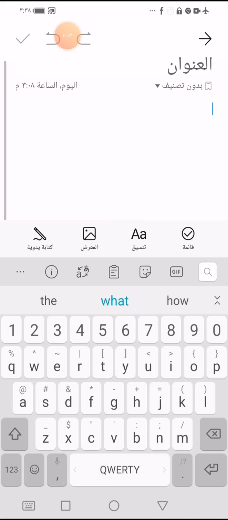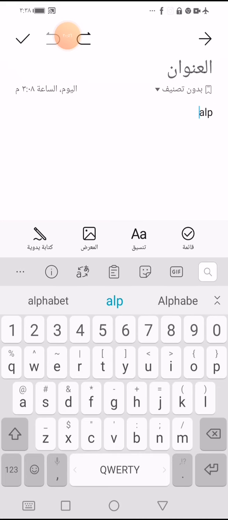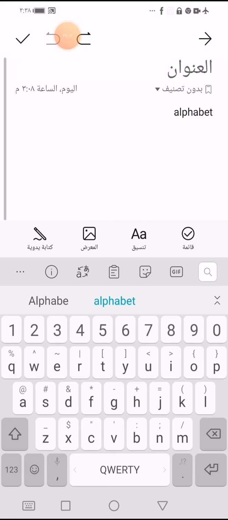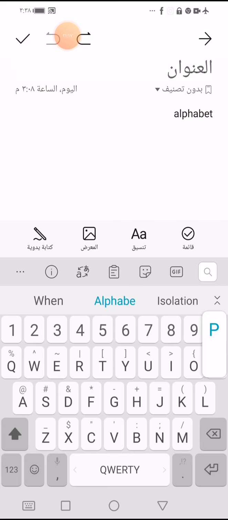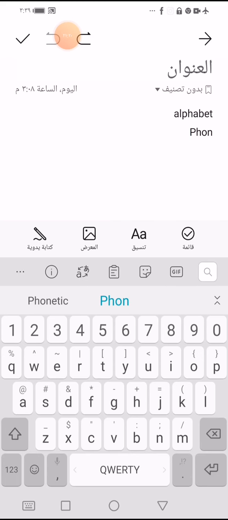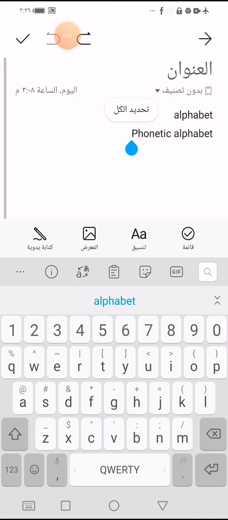So now, let me write it here. We said we have, first of all, alphabet, A-L-P-H-A-B-E-T. By this we mean the number of letters in a language, whether English, Arabic, French, Spanish, etc. But when we talk about what we call phonetic, P-H-O-N-E-T-I-C, phonetic alphabet, here we mean the sounds.